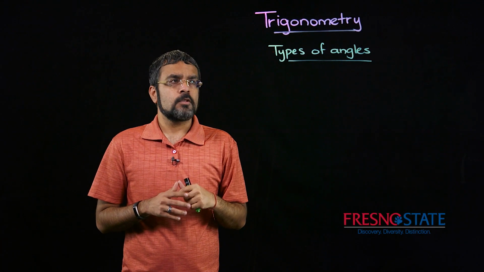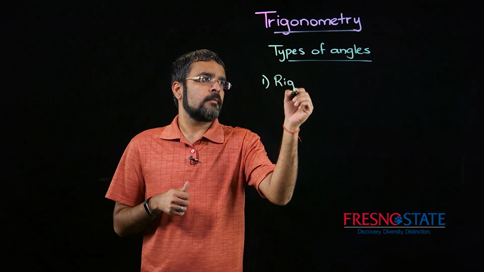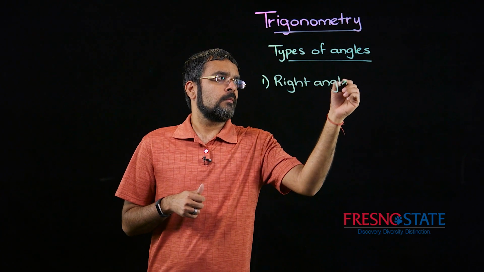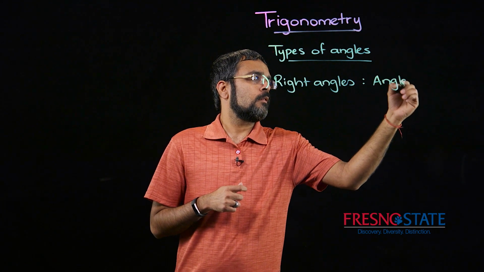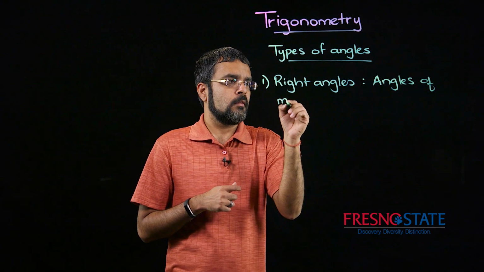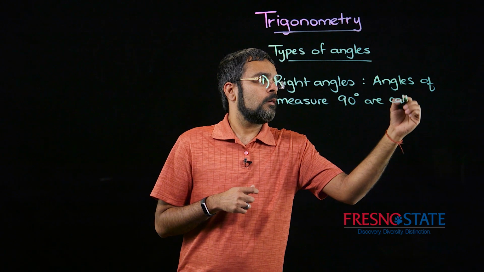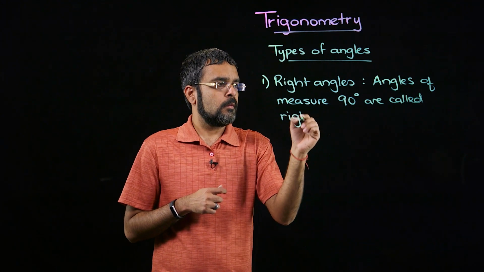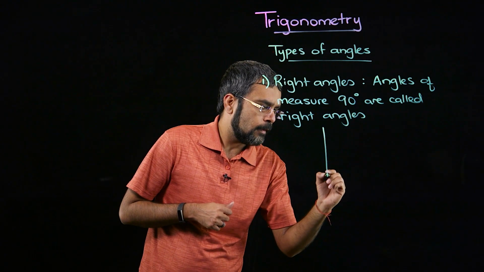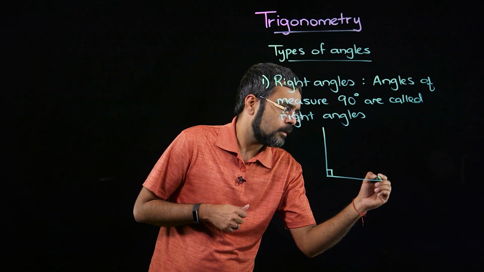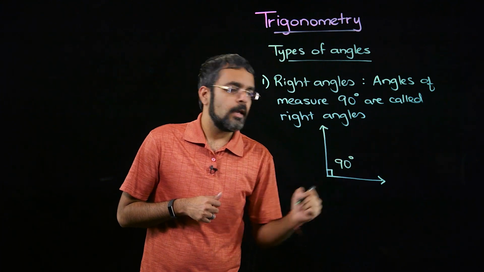So we're going to talk about different types of angles. So we have basically 4 different types of angles. One is what we call right angles. Right? And so angles that are of measure 90 degrees are called right angles. Okay, so they look something like this. If 2 rays are at right angles, then we know they're going to be perpendicular to each other. Okay, and this is going to be a measure of 90 degrees.